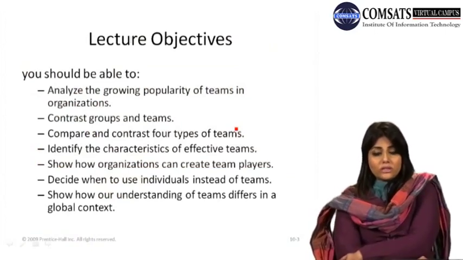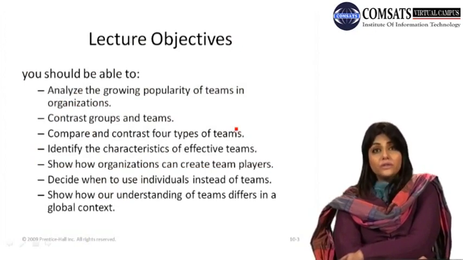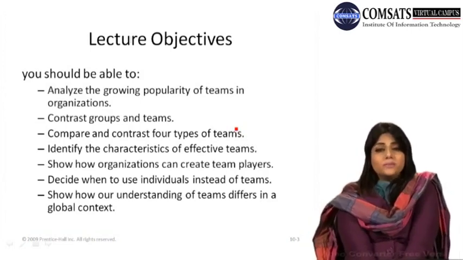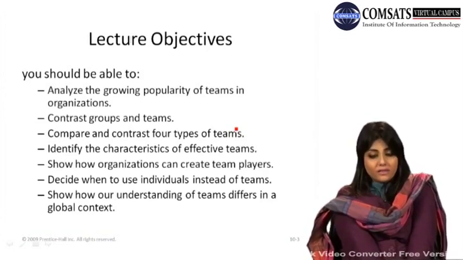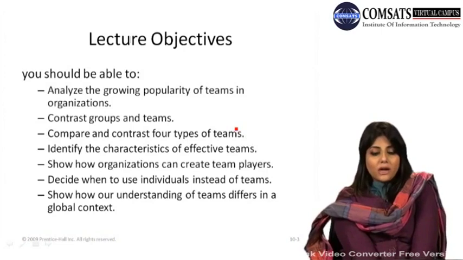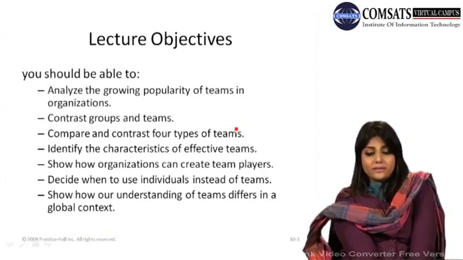So we see what the different objectives for today's lecture are. We'll be discussing the growing importance or growing popularity of teams in organizations. Then we'll be contrasting groups and teams. We'll be seeing what the differences between these two are. Then we'll compare and contrast 4 different types of teams. Then we'll be identifying the characteristics of effective teams, right? That is, what makes teams effective, what are the characteristics of effective teams, and are all teams effective or not. Then we'll be discussing how organizations can create team players, right?